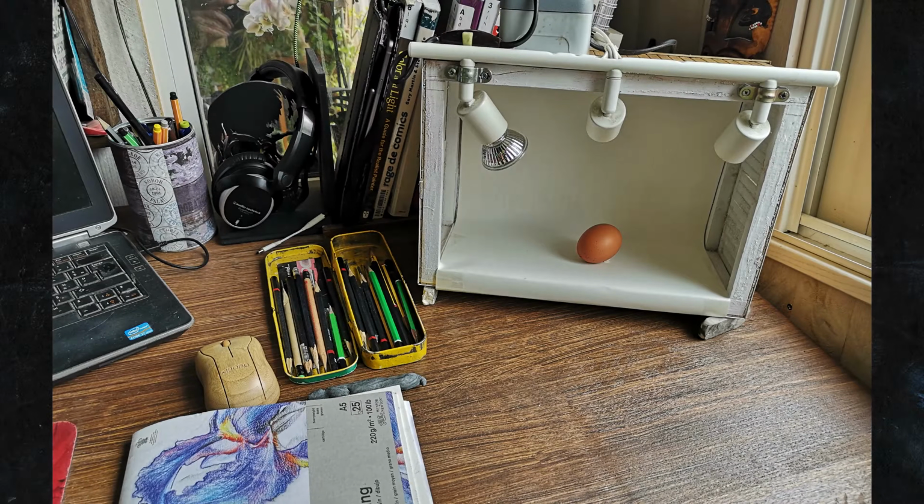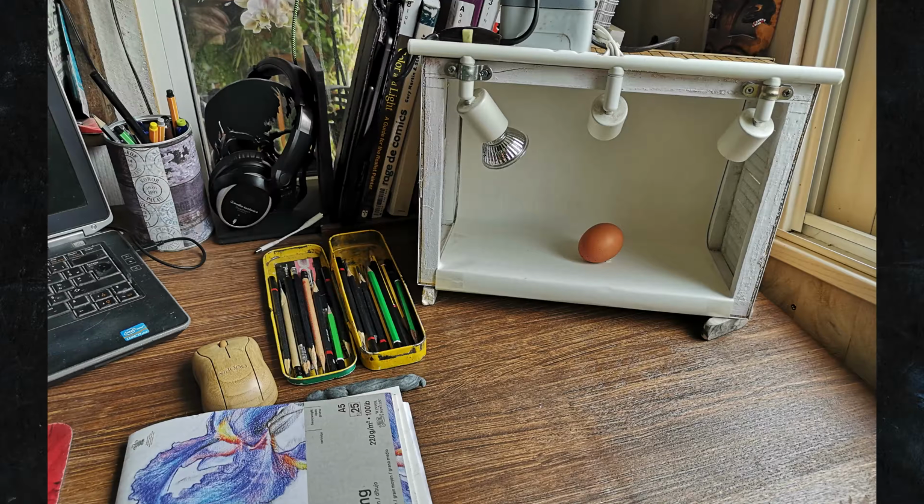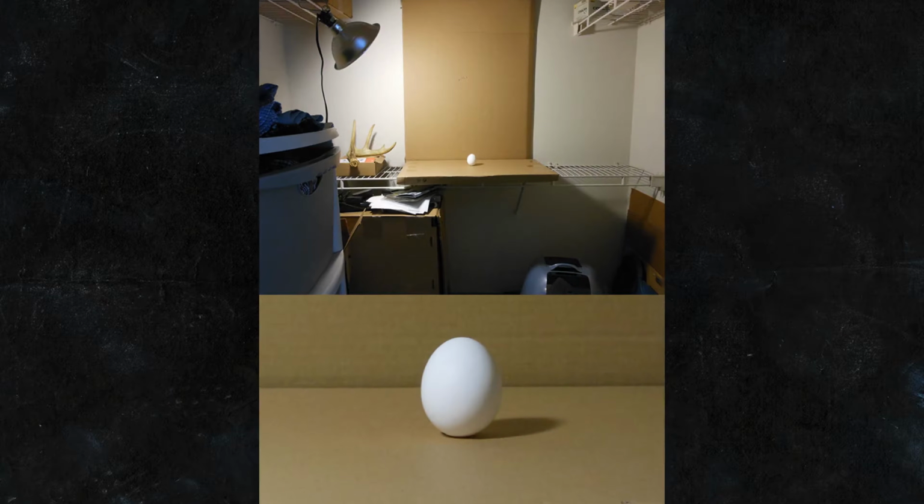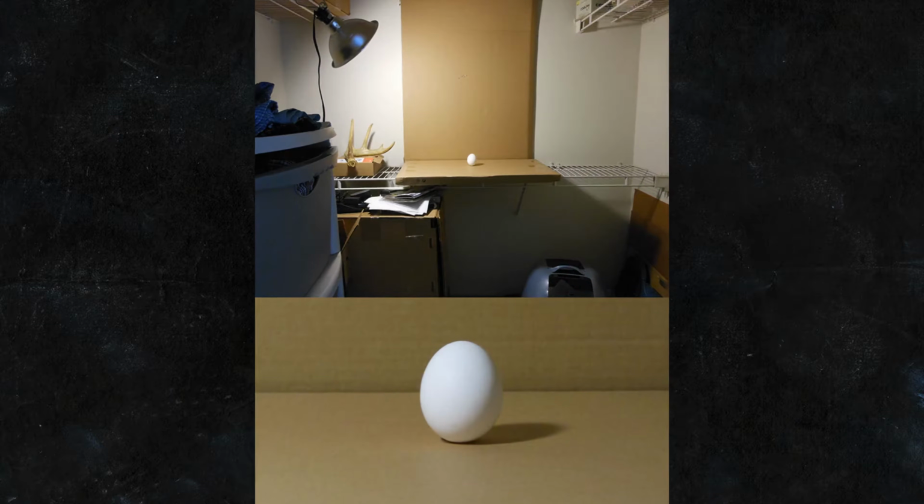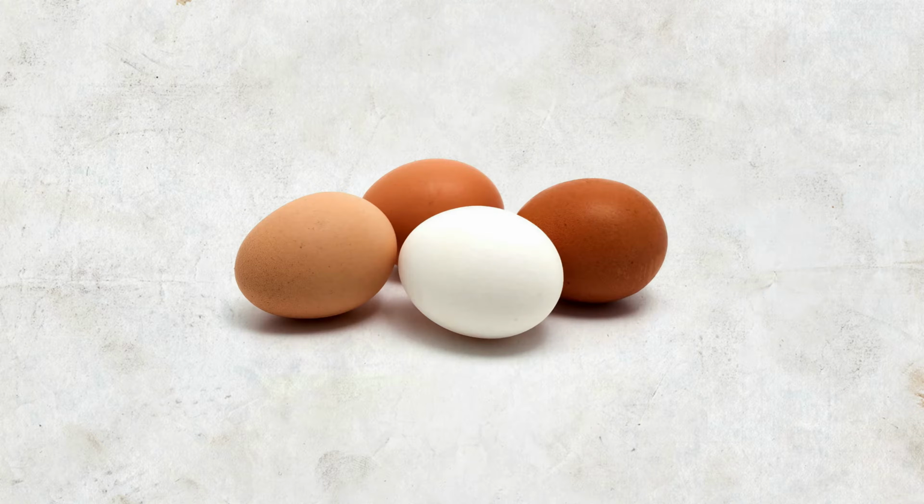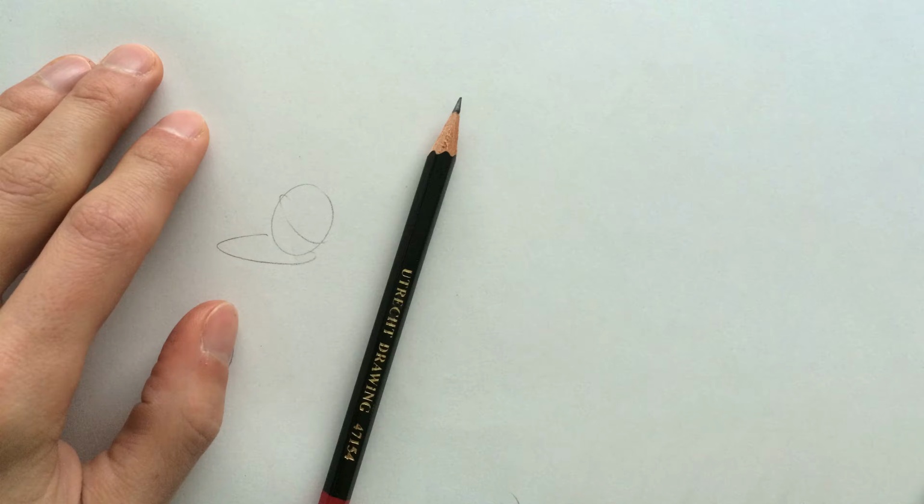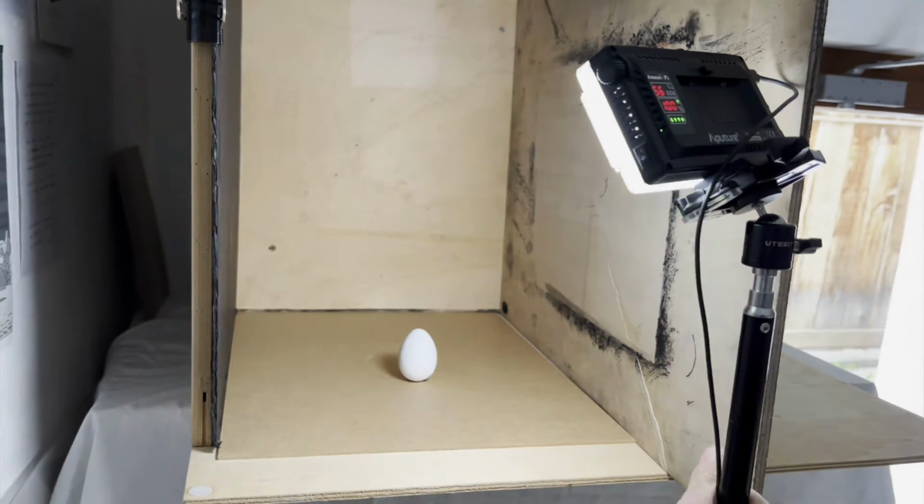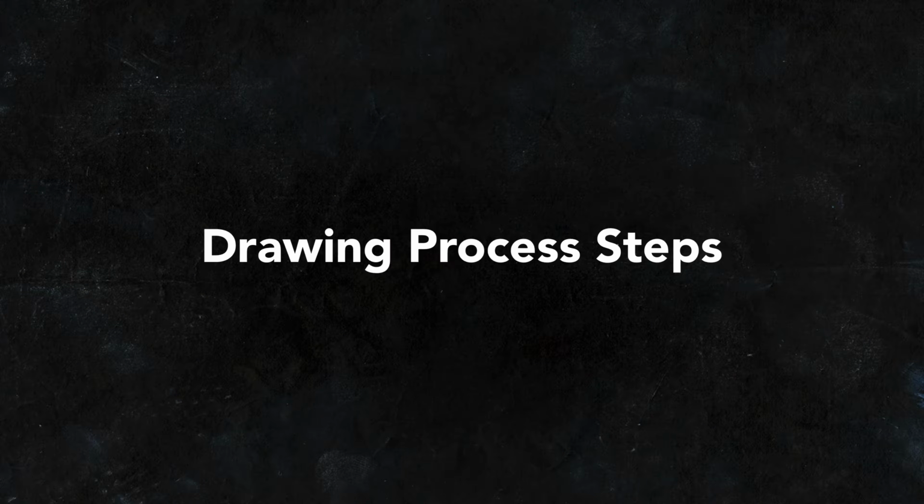I encourage you to work from life. You will learn a few useful things by setting up a still life of an egg. In this video, I will guide you through the process of egg selection, paper selection, and lighting your setup. But first, here's an overview of the steps of the drawing process that we are going to use.